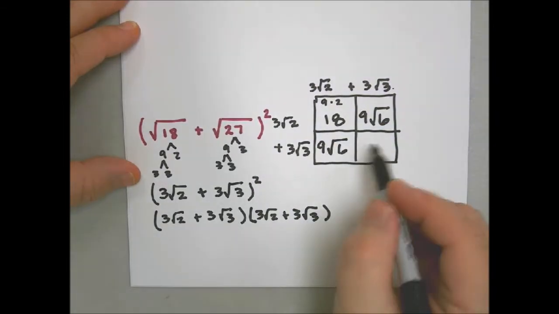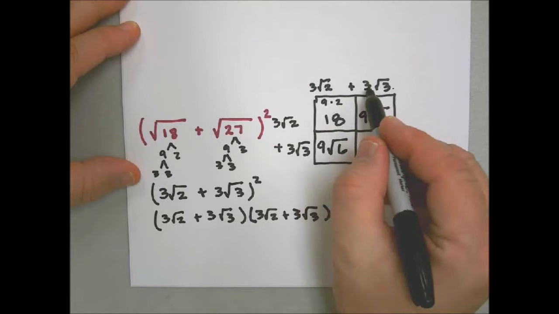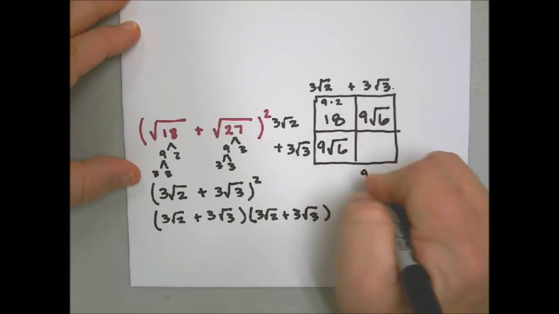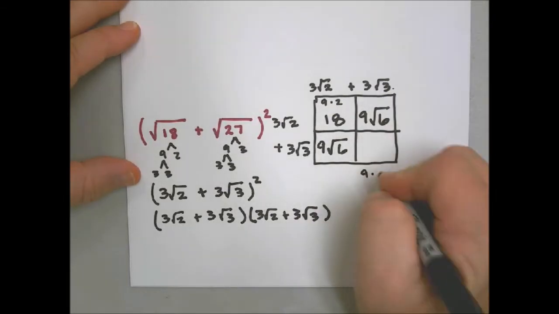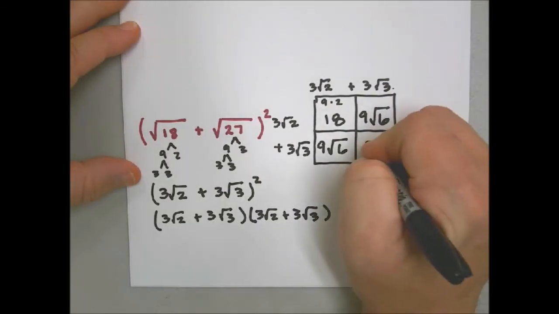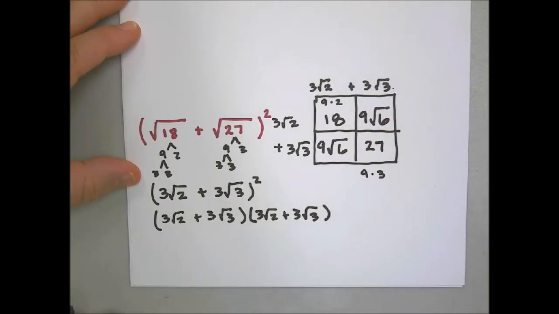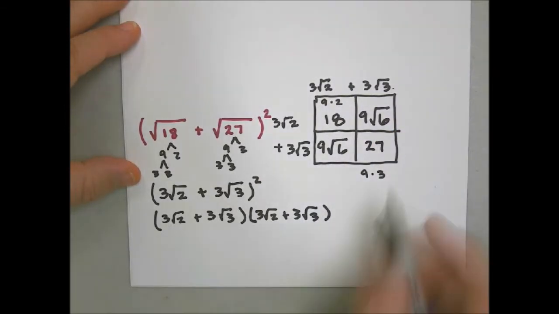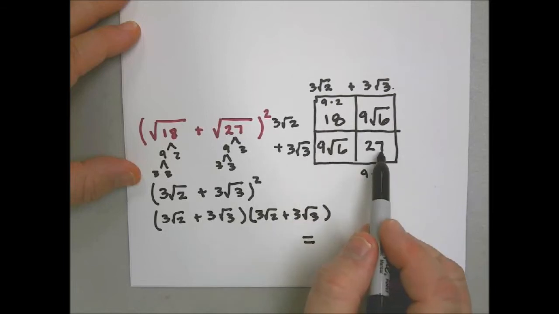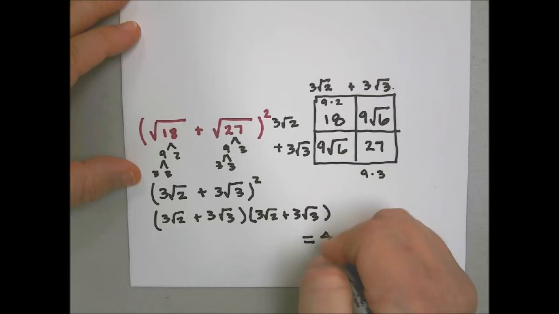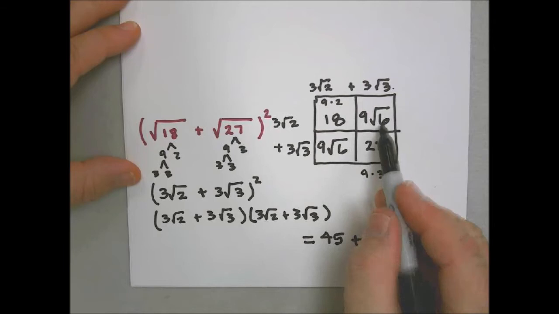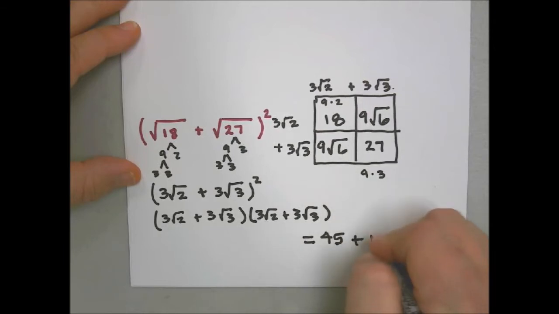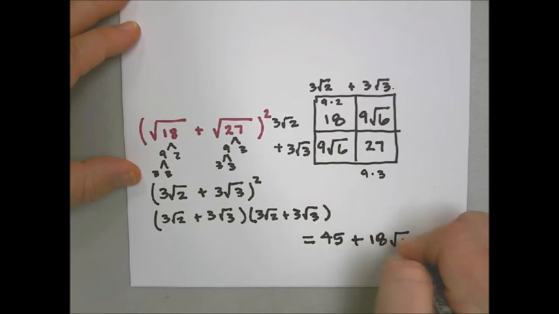And then this cell right here, outside times outside stays outside, which would be 9. And then inside times inside, root 3 times root 3 is 3, so that would be 27. Now, this makes our final answer 18 plus 27, which is 45, plus 9 root 6 plus another 9 root 6 is 18 root 6.